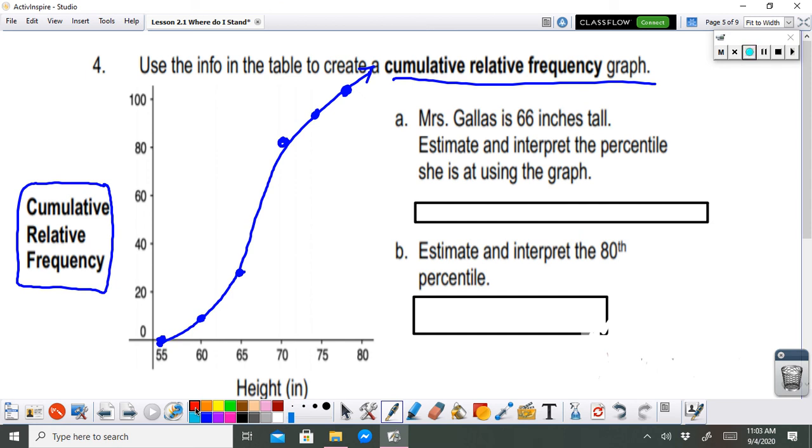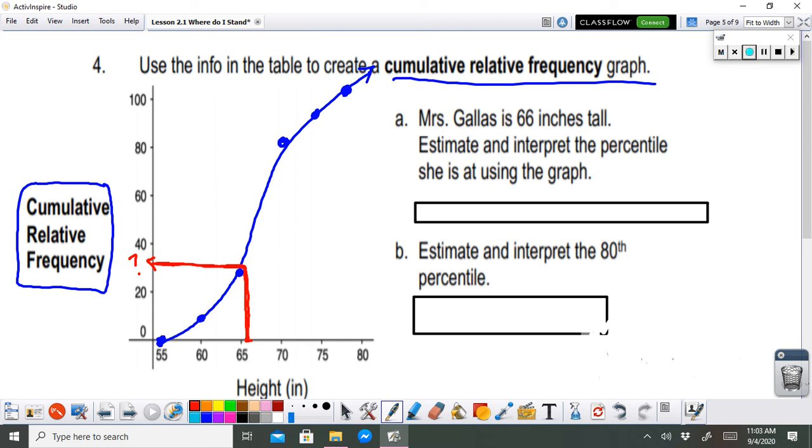But because we're instructed to use the graph, how are we going to use the graph to estimate Mrs. Gallas? So let's try that idea. Where is Mrs. Gallas? Around this area right here, because Mrs. Gallas is 66. If I follow the graph, I'll go up a little bit and go to the left. And then how many percent is that? That would be Mrs. Gallas' percentile. So I think that's 30%.